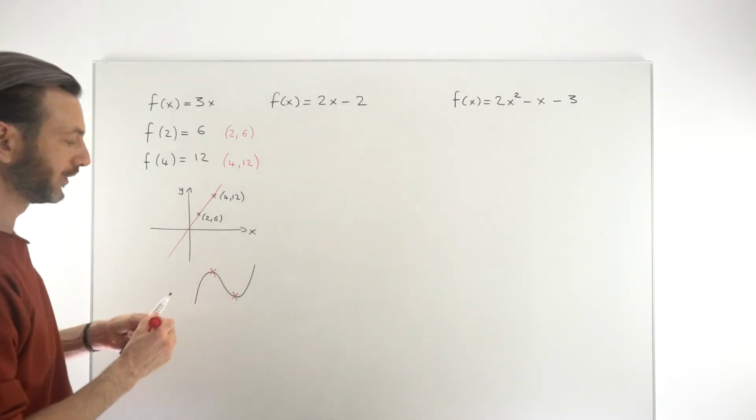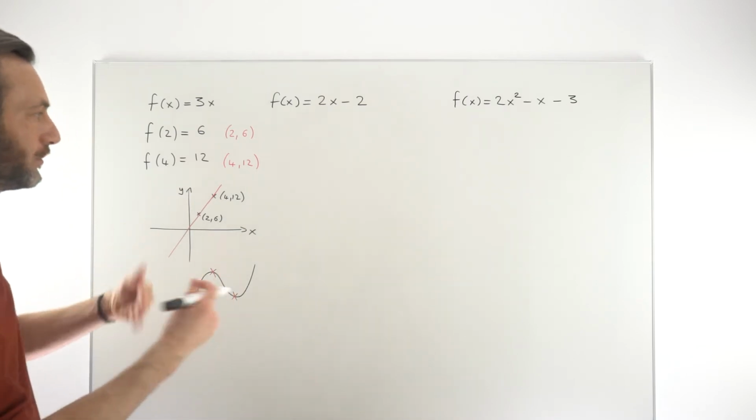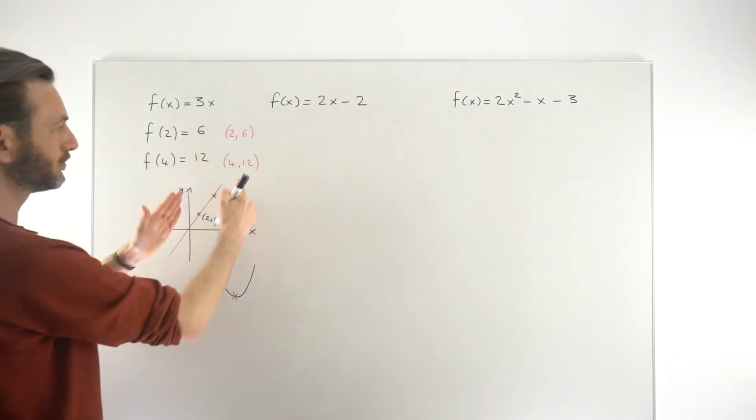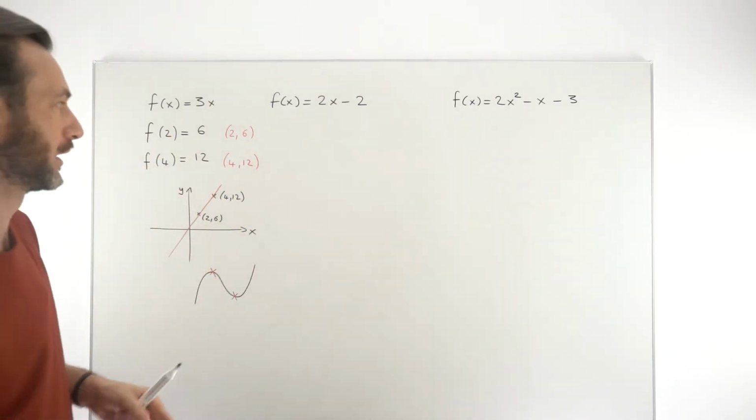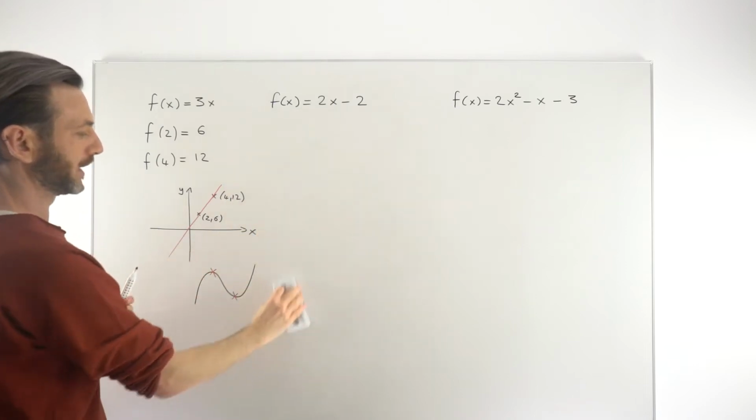So it depends really on the function type as to how you're going to draw the graph, but the principle is the same. We're going to take the input and the output values, and we're going to construct some points, and then we're going to sketch the graph based on the points.